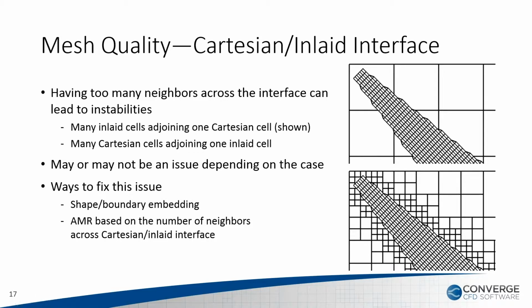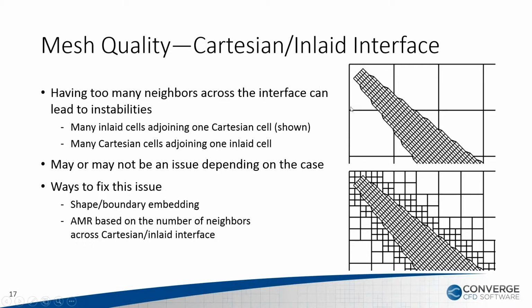Another thing to keep in mind in terms of mesh quality is what the Cartesian inlaid interface looks like. We have two images over here. In the image on the top, we can see that one Cartesian cell has a lot of inlaid neighbors. If we're looking at the Cartesian cell at the top left corner, that would be this Cartesian cell. It has a lot of inlaid neighbors. And one cell having too many neighbors across the Cartesian inlaid interface can lead to stability and accuracy issues again.